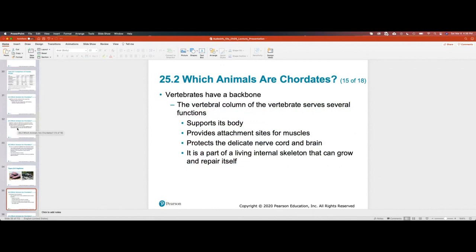Now moving on to the vertebrates, they have a vertebral column. It supports their body, provides attachment sites for muscles. It protects the delicate nerve cord and brain. And it's actually part of a living internal skeleton that can grow and repair itself. Anyone that's ever broken a bone knows that you have to have it set back correctly because that bone will have a tendency to grow back.